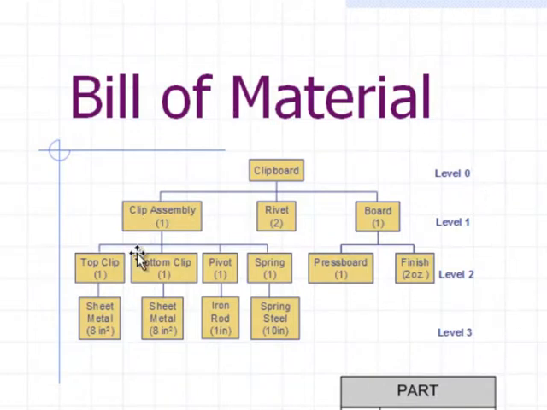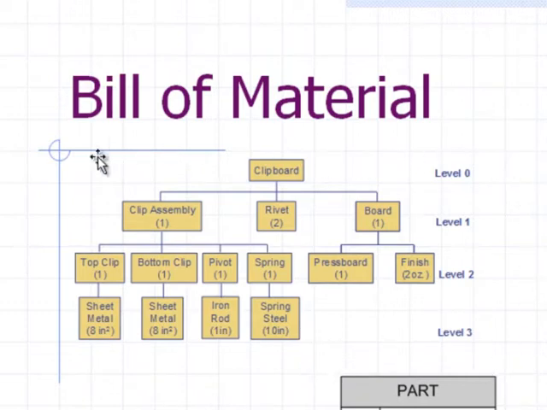For example, here in your company, you want to make a clipboard, then you need one clip assembly, two rivets, and one board. Further, to make one clip assembly, you need one top clip, bottom clip, pivot spring, and further you have some raw materials like a sheet metal to make the top clip, and so forth. So this is tree-like structural information for all the parts in your company.